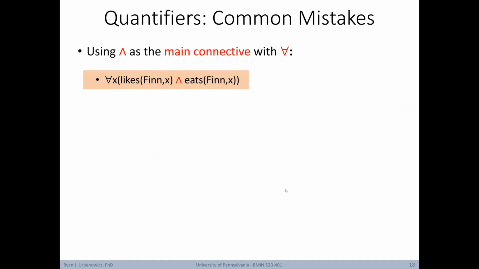Now let's get back to that idea of a main connective. There are a couple common mistakes when using quantifiers in predicate logic. The first is using the and connective as the main connective with the universal quantifier. Here's an example.